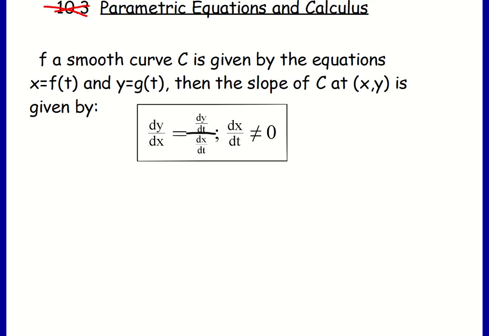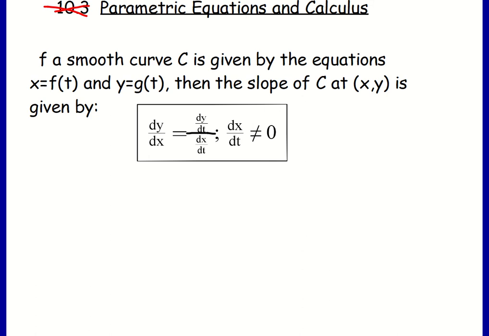Algebraically, it looks like I'm just dividing the numerator and denominator by dt. You know that's not what is actually happening, because that just means with respect to t. We're not dividing by anything. But the algebra holds, so if that's the way you want to think of it, that's fine. dx/dt can't be 0 just because you're not allowed to divide by 0.